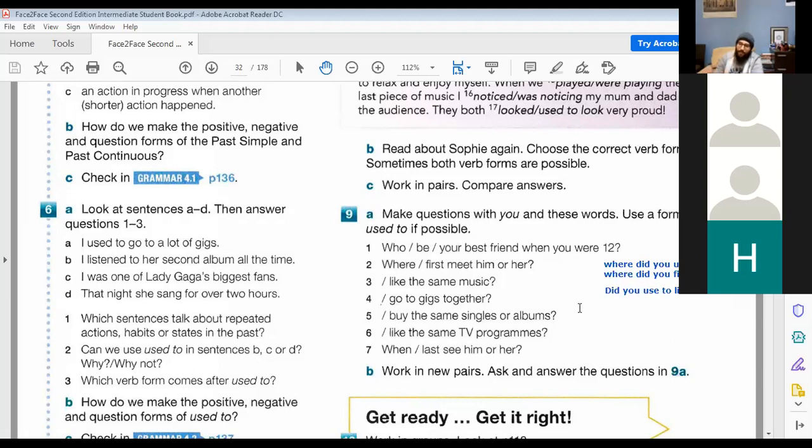But of course, if this started recently, if you like traditional music only as a grown-up now compared to your childhood, maybe you liked pop music, for example, so you can say, no, I didn't. All right. So did you used to like the same music? What about number 4?